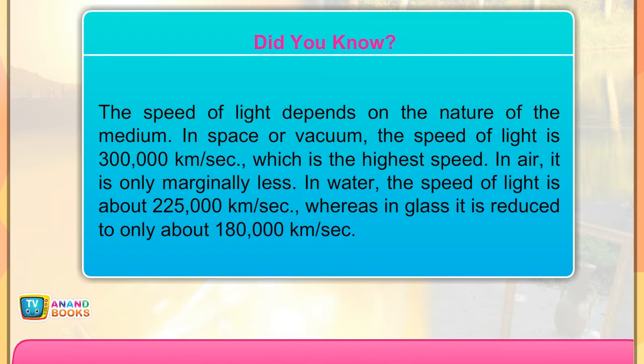Did you know? The speed of light depends on the nature of the medium. In space or vacuum, the speed of light is 3 lakh kilometers per second, which is the highest speed. In air, it is only marginally less. In water, the speed of light is about 2,25,000 kilometers per second, whereas in glass it is reduced to only about 1,80,000 kilometers per second.